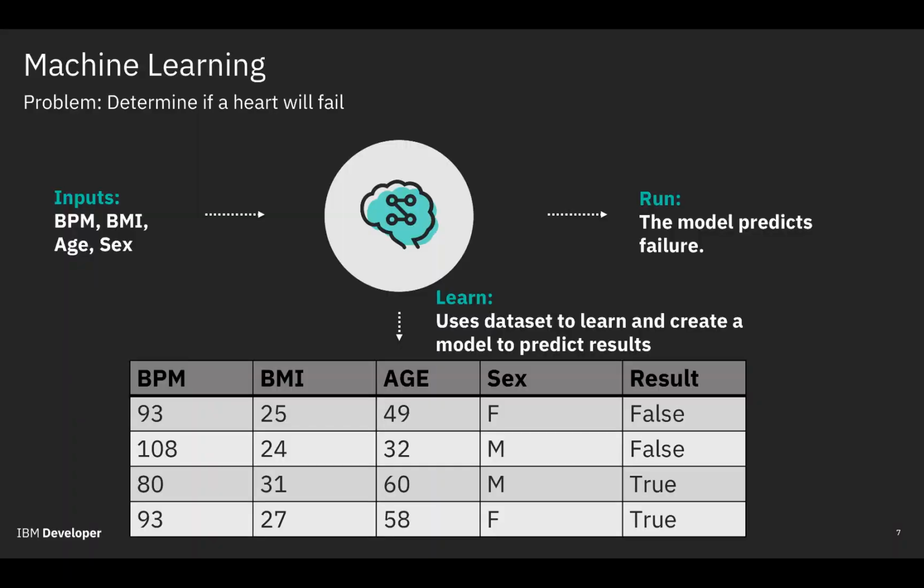Let's go into an example of a problem we may be able to tackle with machine learning. What if we wanted to determine whether a heart can fail? Is this something we can solve with machine learning? The answer is yes. Let's say we are given data such as beats per minute, BMI, age, sex, and result, whether the heart has failed or not. With machine learning, given this data set, we are able to learn and create a model that given inputs will predict results. So what exactly is the difference between this and using statistical analysis to create an algorithm?